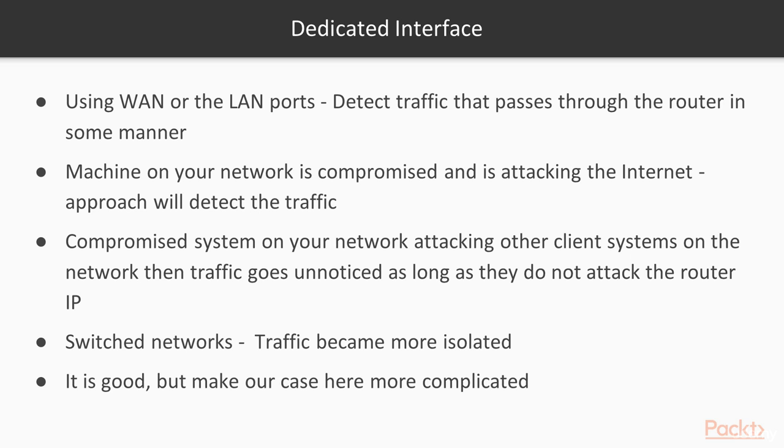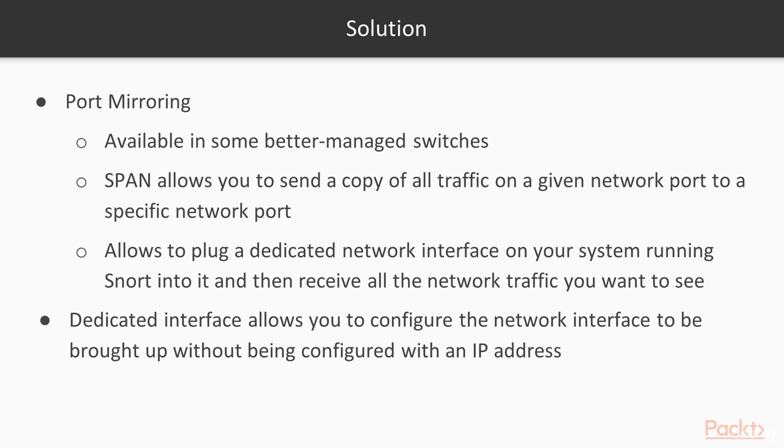Long ago, this was trivial on smaller networks, as the systems were often connected via hubs, which essentially turned all network traffic into broadcast traffic. Since the change to switch networks, the traffic became more isolated, generally, but it does make our case here more complicated. The best solution to this problem is port mirroring, which is a feature that is available in some better managed switches. Port mirroring, also called Switch Port Analyzer, SPAN, on Cisco gear, allows you to send a copy of all traffic on a given network port, or VLAN, to a specific network port.